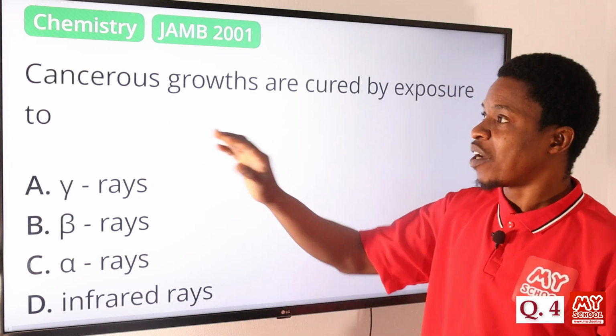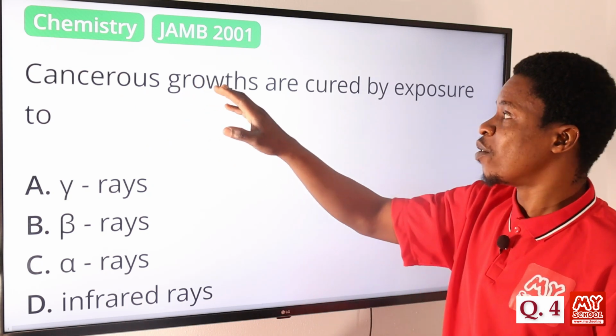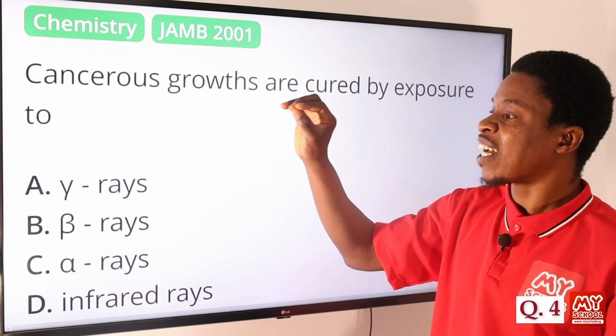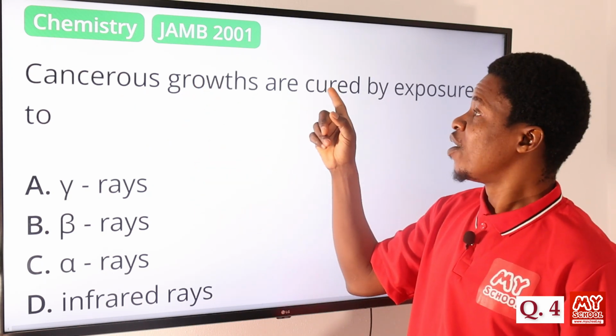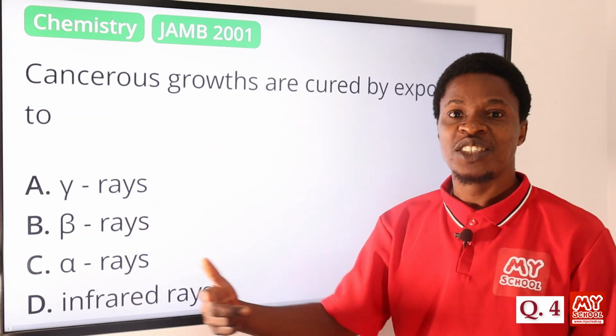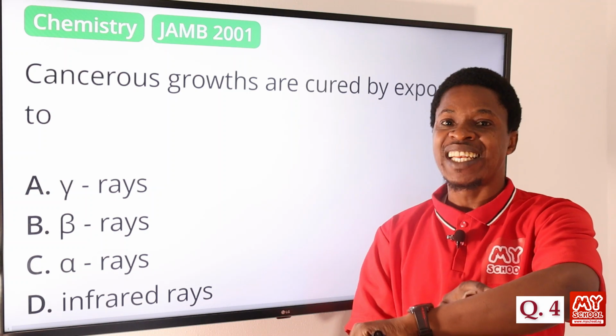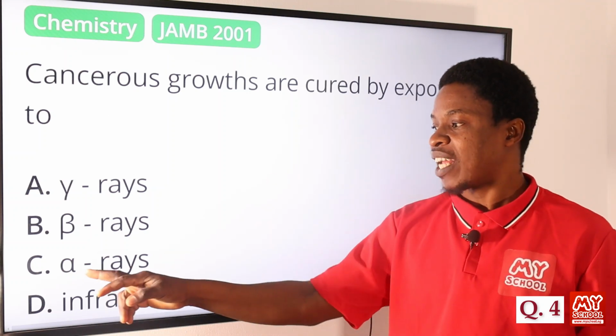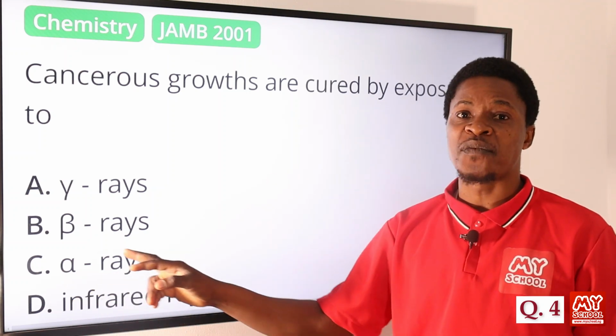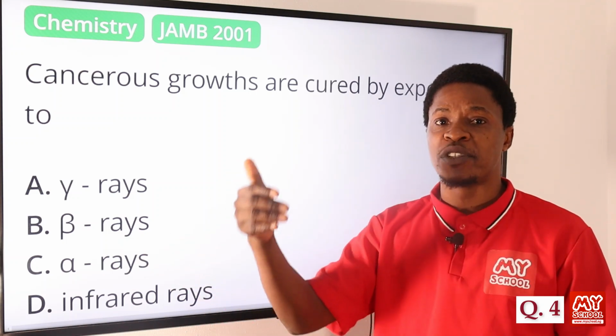Now, this question is saying that cancerous growths are cured. Whatever kind of ray will be able to cure cancer should be able to penetrate through human skin. Among all of these, if you look at this, alpha rays can be stopped by a piece of paper.